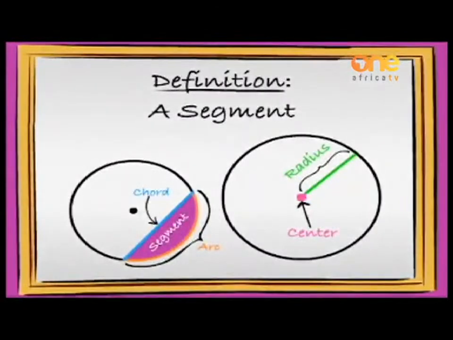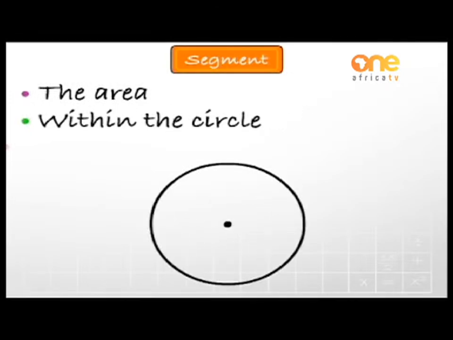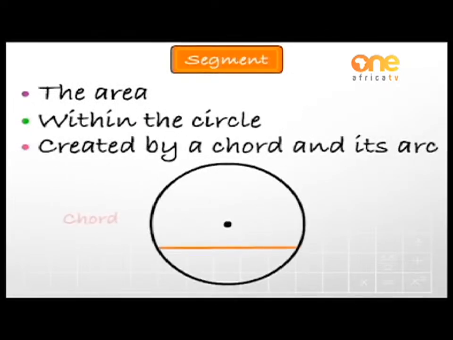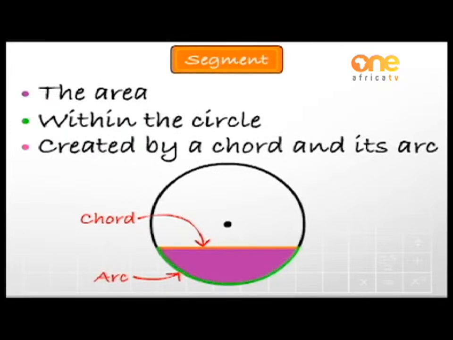Now, let's look at the definitions of the sector and the segment of a circle. What is a segment? A segment is the area within a circle that is created by a chord and its arc. In the diagram that you see now, the shaded region represents a segment of a circle.